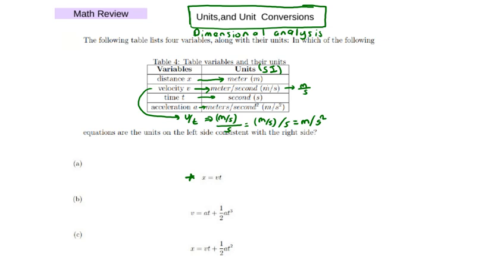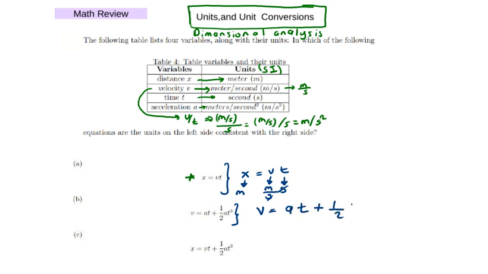So this question is asking which equations have units on the left side consistent with the units on the right side. And my favorite blue color, x equals vt. What I do is simply put in the units and cancel what cancels to see if the left unit is equal to the right unit. I have meters on the left, and on the right meters per second times second from time gives meters.